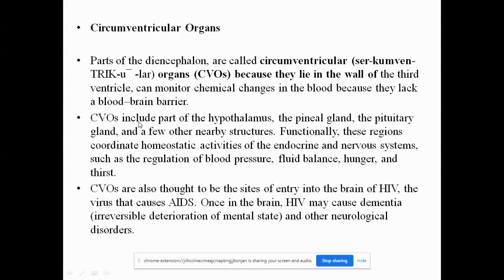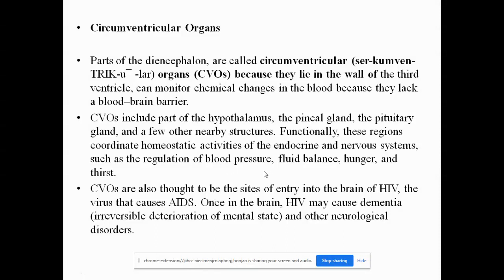What do they include? The circumventricular organs, CVO, include parts of the hypothalamus, pineal gland, pituitary gland, and a few other structures nearby. So what are the functions? These regions coordinate homeostatic activities of the endocrine and the nervous system, such as monitoring blood pressure. Blood pressure monitoring is done by monitoring the change in the volume of the blood as well as the ionic concentration of the blood.